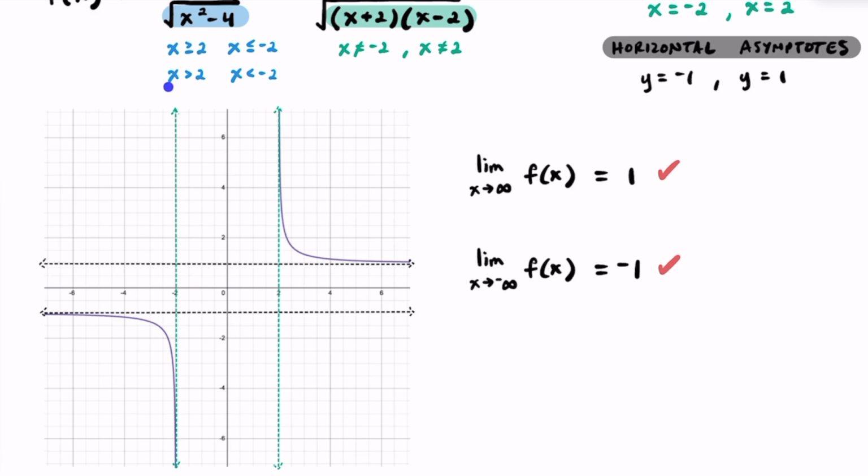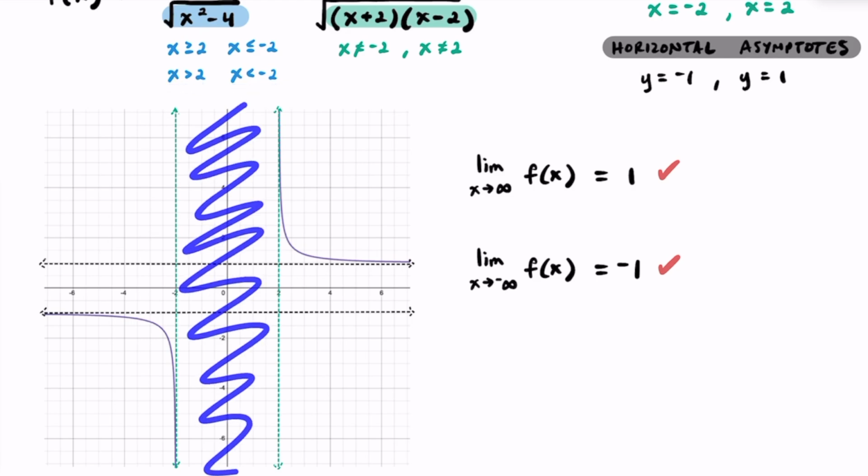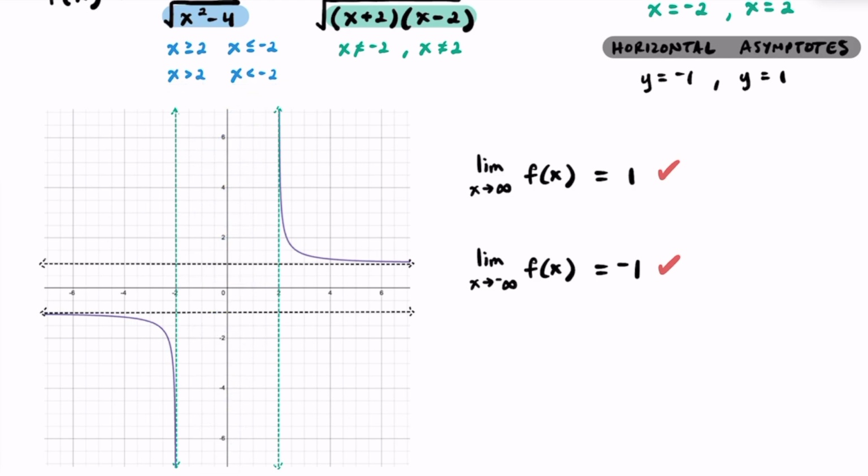And just for good measure, when we said x had to be bigger than 2 or x had to be smaller than -2, keep in mind that the function can't exist anywhere in here between -2 and +2. Otherwise, we're going to have an issue here because we're taking the square root of a negative number and we're dealing with just real numbers here.